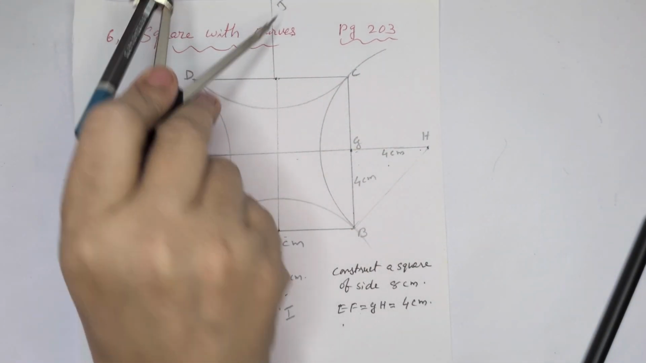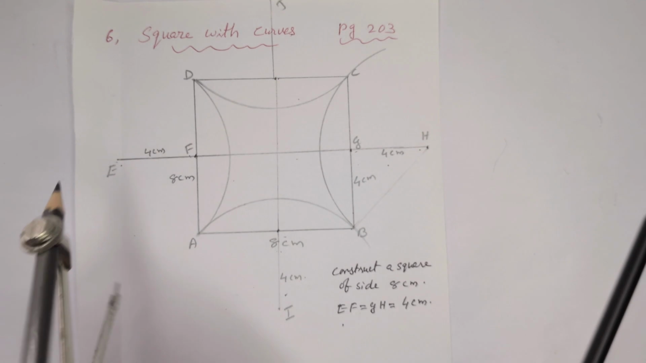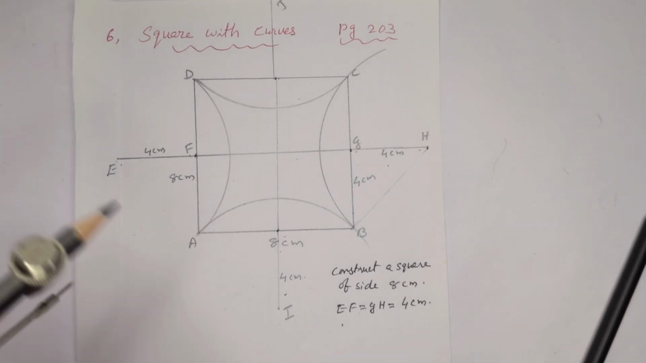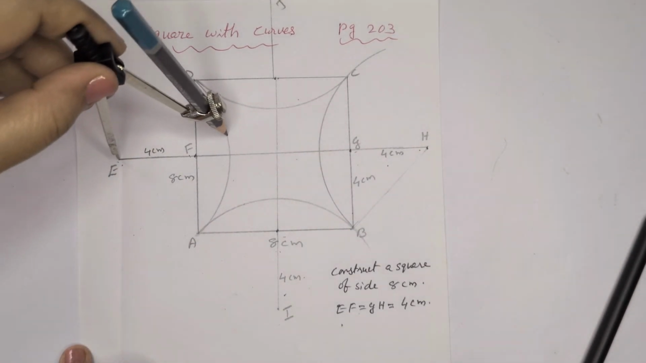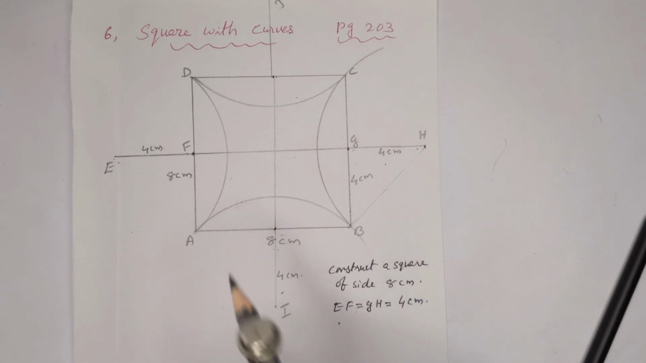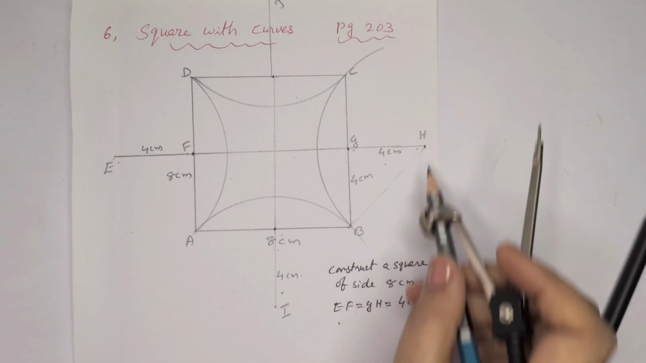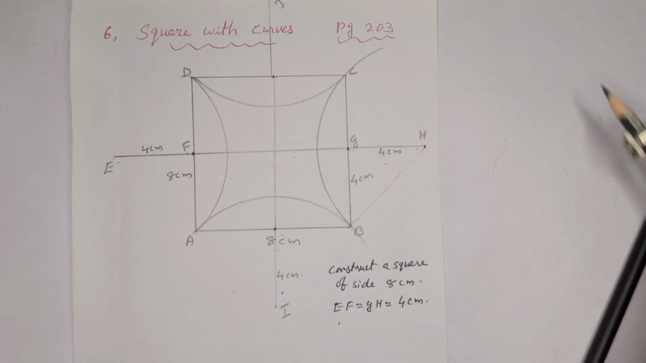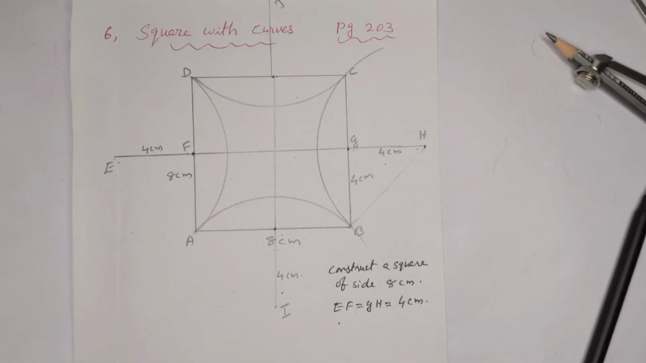Same way, with this as the center, draw this arc, and with E as the center draw this one, and with I as the center, draw this arc. Then erase these lines. All these lines, we will get the exact picture same as the textbook.